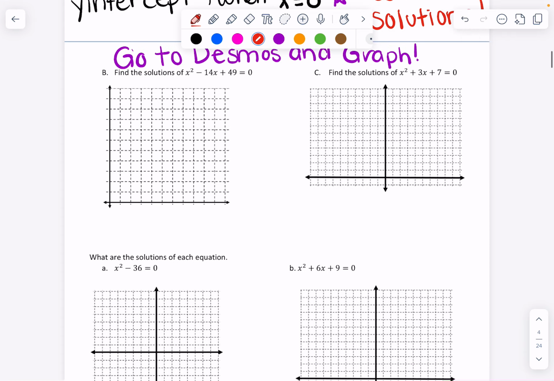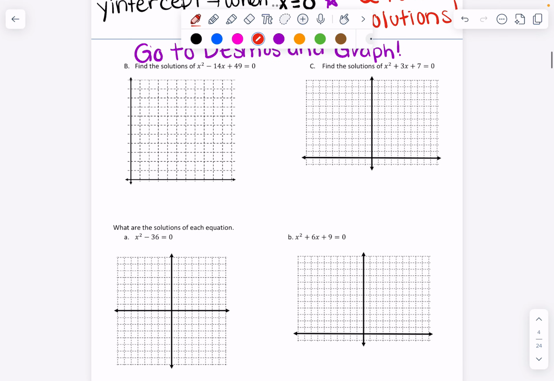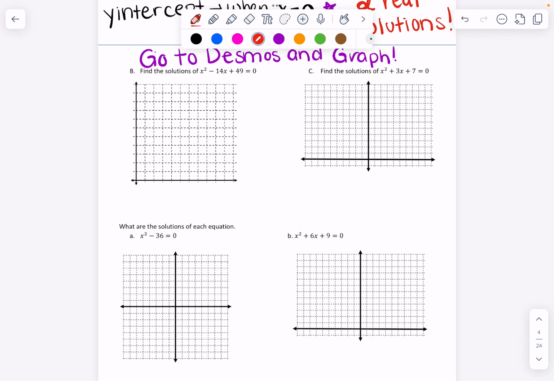All right, for these next 4 functions, I actually want you to pause the video, go over to Desmos, and just type these in. You can actually disregard the equals 0 for now. You don't have to put those into Desmos, but I do just want you to type in the functions to Desmos and sketch graphs of each of those. Go ahead and pause the video and do that right now, and then we'll come back together and talk about it.